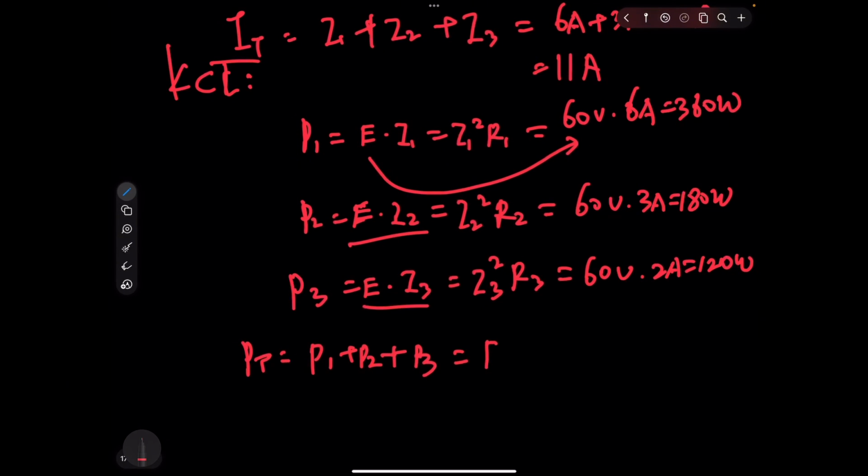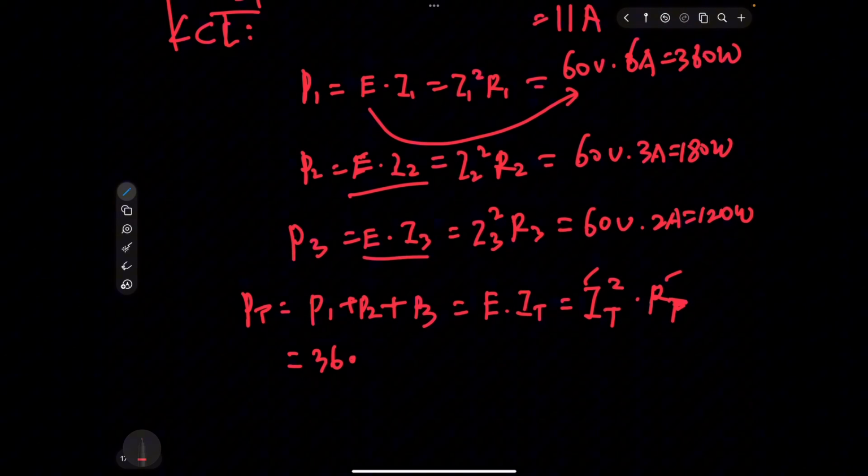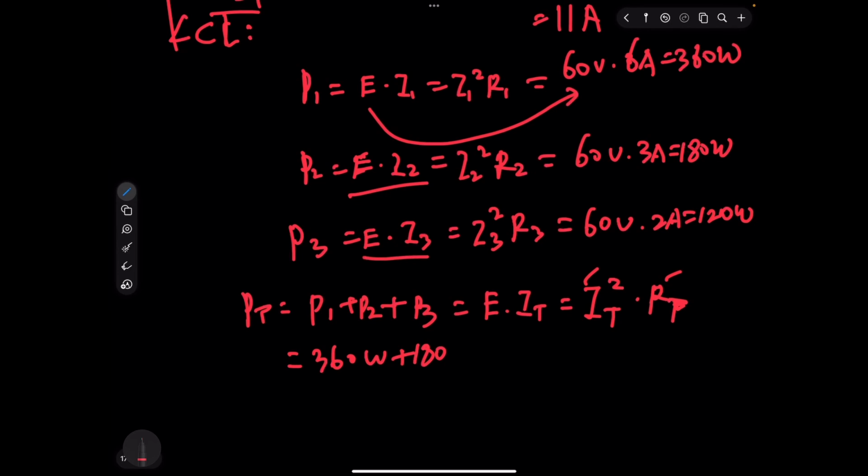So the total power will be P1 plus P2 plus P3. We can also use the formula E times IT. Also we have IT squared times RT. Since we already have RT and IT, we can use either formula. Here I'm going to use these three. So it will be 360 watts plus 180 watts plus 120 watts. The total will be 660 watts.